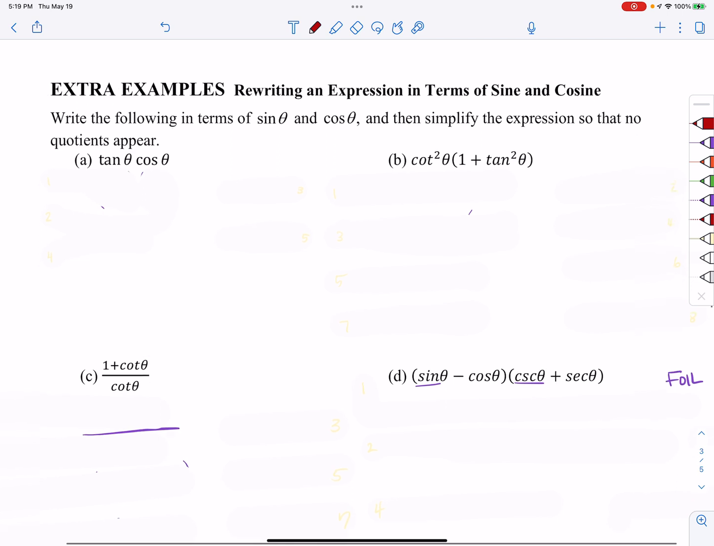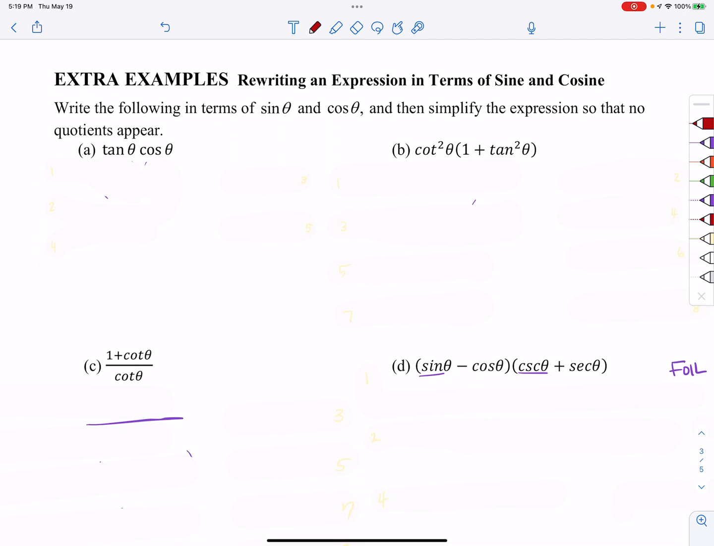All right, so let's do a few more of these. Our directions here say to write the following in terms of sine and cosine. Then we're supposed to simplify. And once again, we're supposed to simplify in such a way that we have no quotients in our final result here.